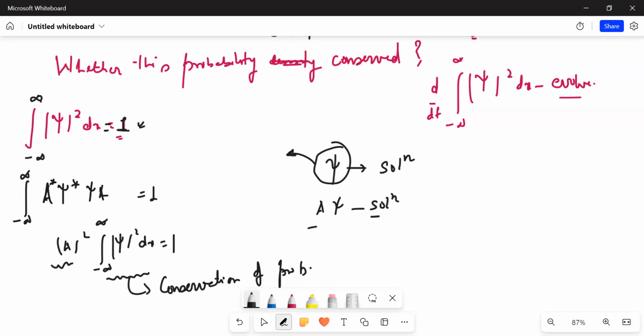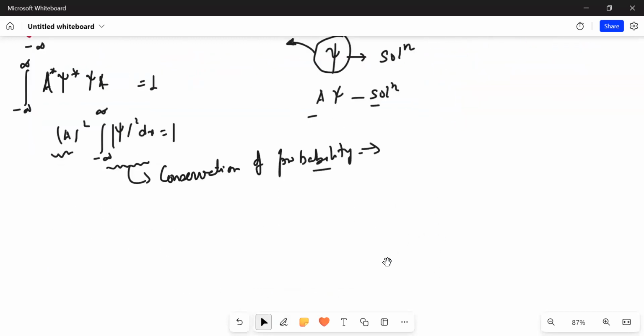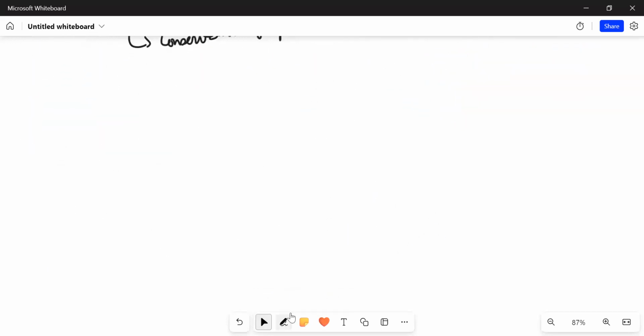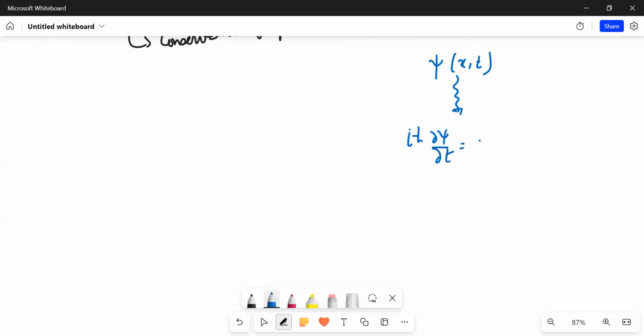This is something that I've taught, but let's say today a new child has come, so let us redo it. So, conservation of probability. Let us understand this particular thing. One more thing you should remember: psi in general is a function of x and t, and it is governed by the Schrodinger equation. Okay, so this is one thing.